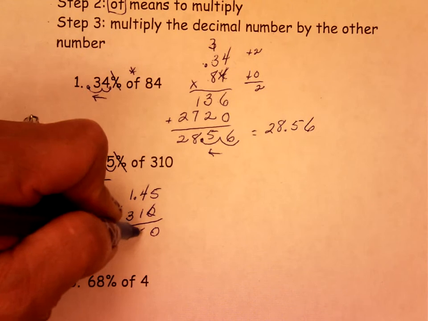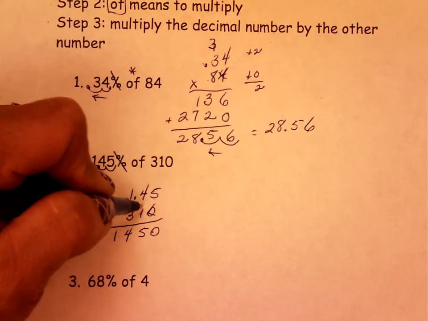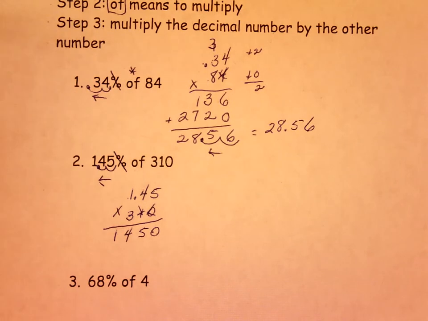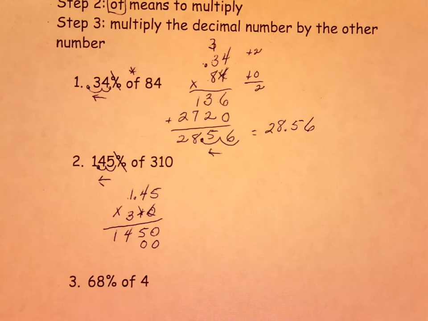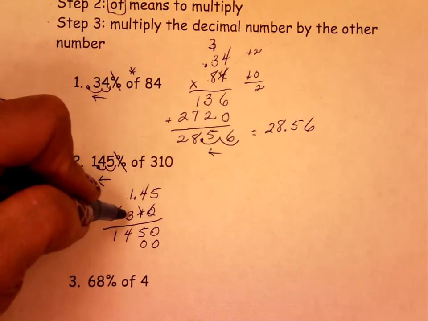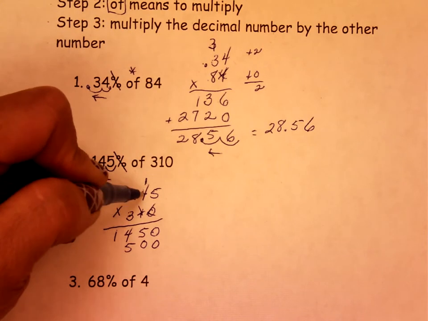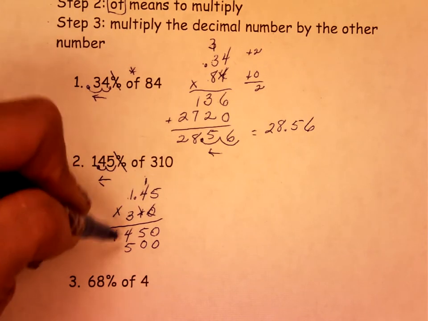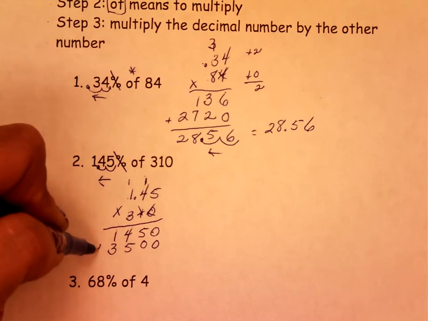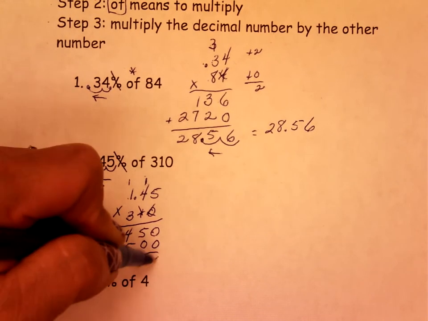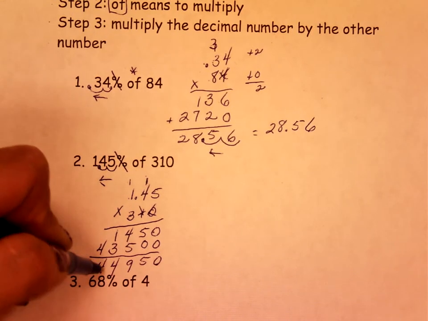1 times 5 is 5, 1 times 4 is 4, and 1 times 1 is 1. Cross out the 1 because you're done. You have 2 x's, so that means you have to have 2 zeros below before you multiply the third number. 3 times 5 is 15. Carry the 1. 3 times 4 is 12, plus 1 more is 13. Carry the 1. 3 times 1 is 3, plus 1 more is 4. Add them up and you get 0, 5, 9, 4, and 4.